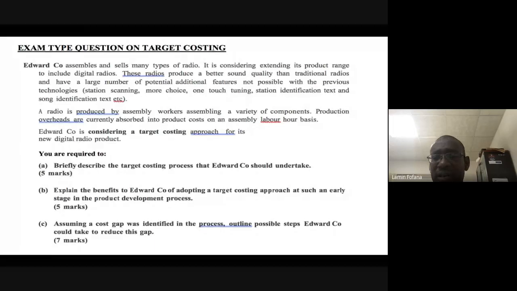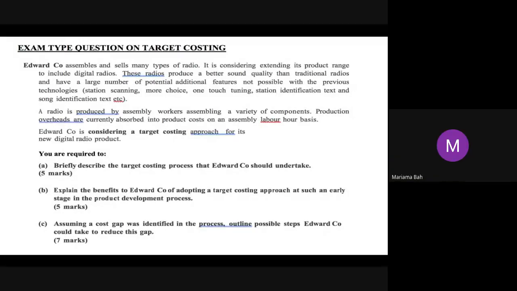Yes, Binta, go ahead. Oh, Binta is off. Mariama, go ahead. You need to make a comparison based on the research that you have made in the market, and also the cost that you want to incur in dealing with the new product that you want to go in for.